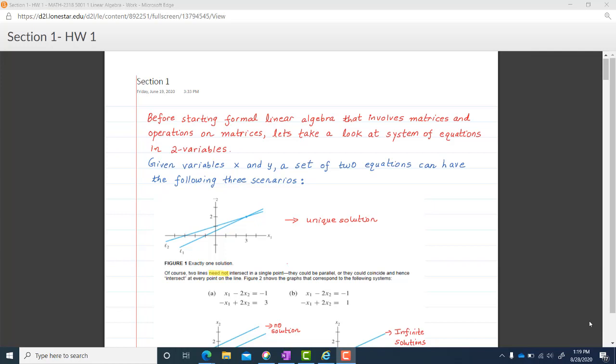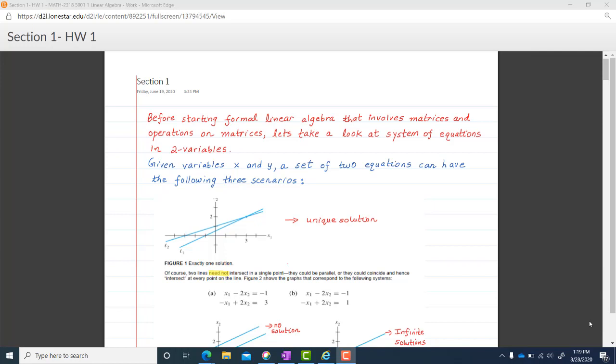into two parts. So before delving into core linear algebra, which is about vector spaces and converting them to matrices and all that, we start with systems of linear equations and we see how we can use matrices to solve the system of linear equations.